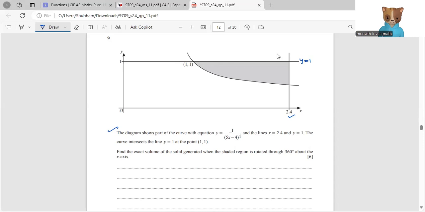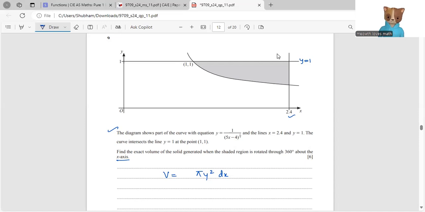And we have to find the exact volume of the solid generated when the shaded region is rotated through 360 degrees above the x-axis. So what is the formula for volume? It's pi y square dx. Whenever it is above the x-axis, it means dx. If it is above the y-axis, it means dy.